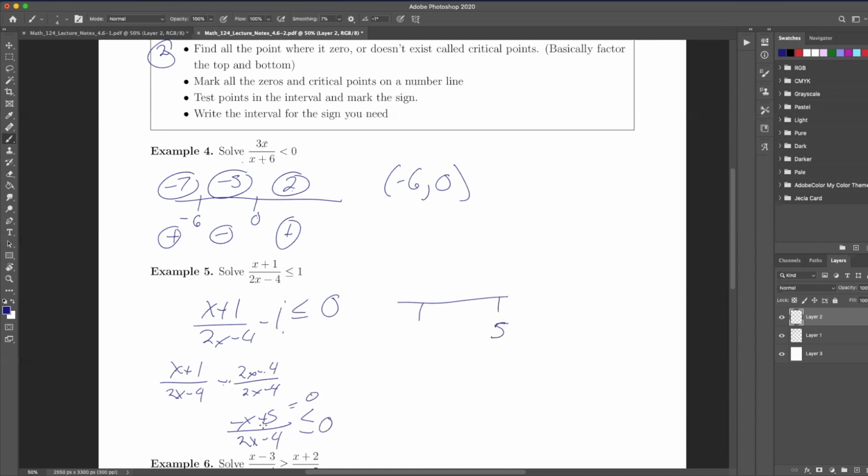Where does the bottom part equal 0? Well, the bottom part equals 0 when x is 2, right? Because 4 minus 4 gives me 0. So here you're just finding the zeros up top and the zeros down below, once you have it as a single rational term.